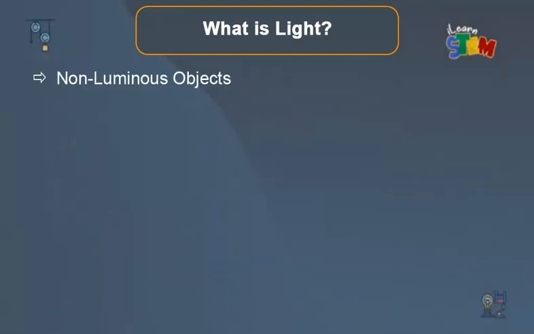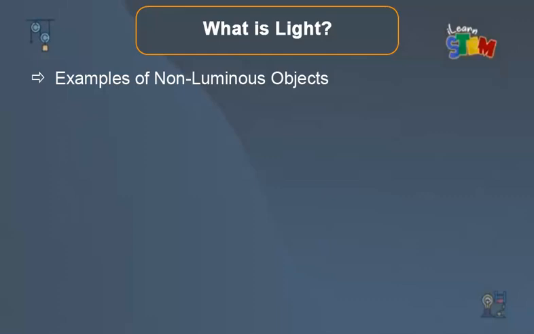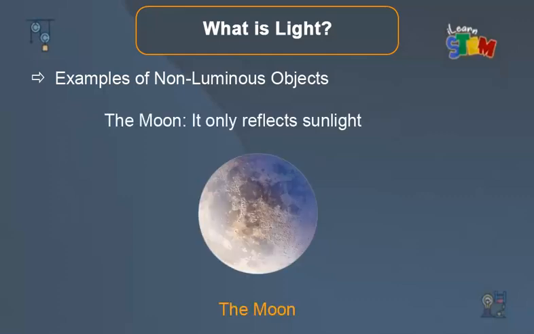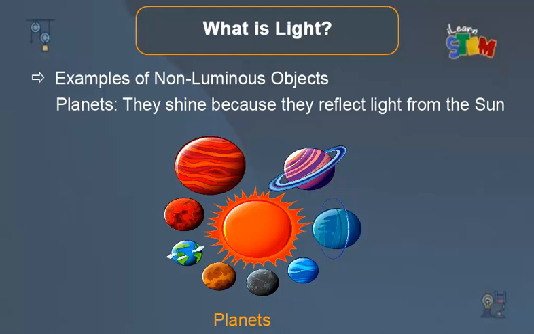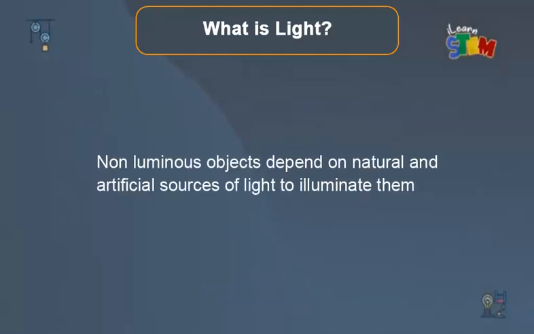Non-luminous objects. These are objects that do not produce their own light but can reflect light from other sources. Examples of non-luminous objects. The moon, it only reflects sunlight. Planets, they shine because they reflect light from the sun. Mirrors, they reflect light but do not emit their own. Non-luminous objects depend on natural and artificial sources of light to illuminate them.